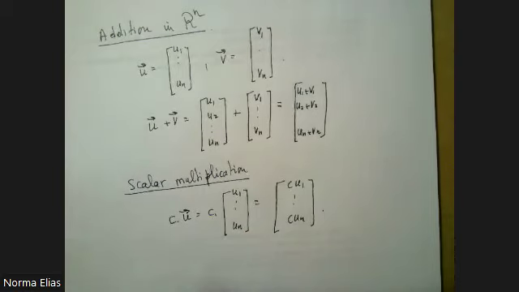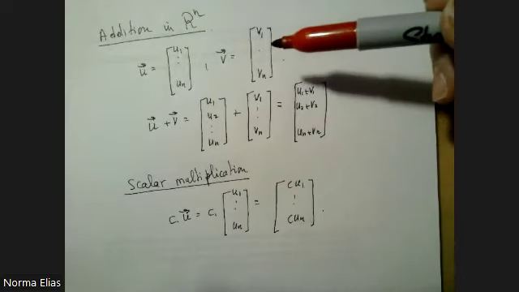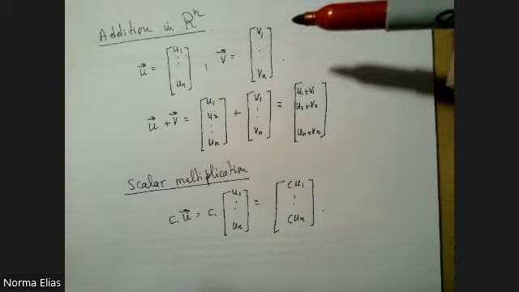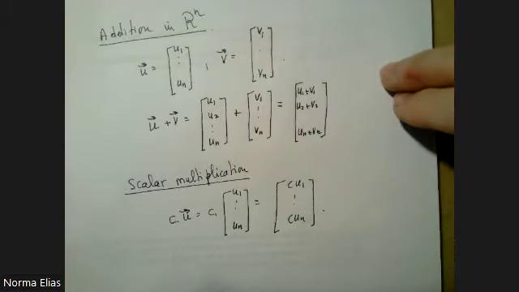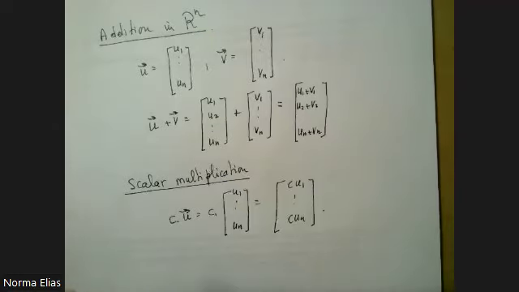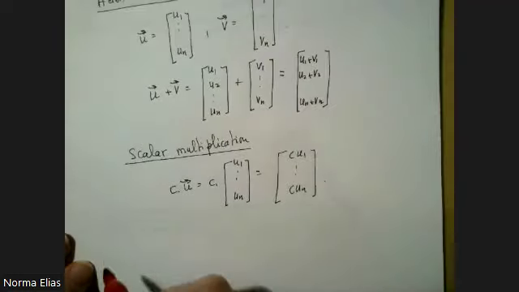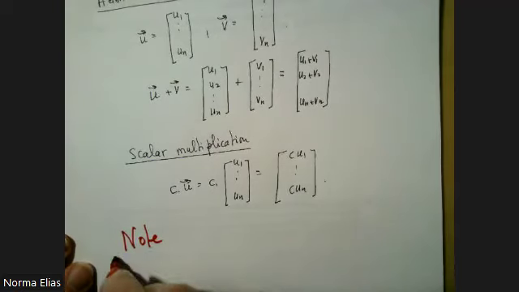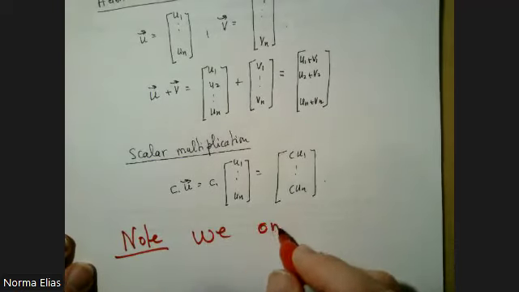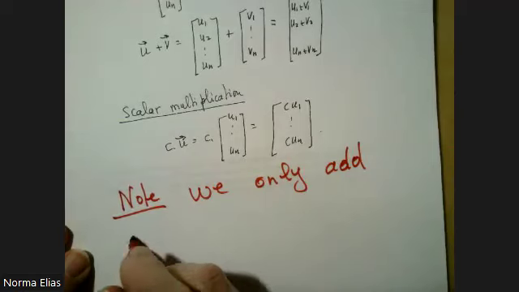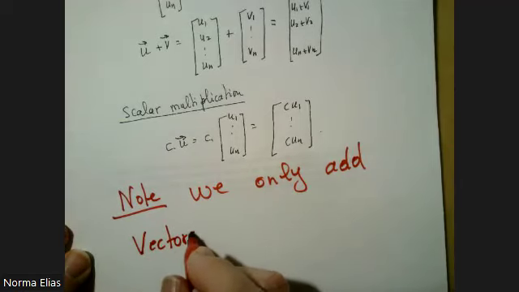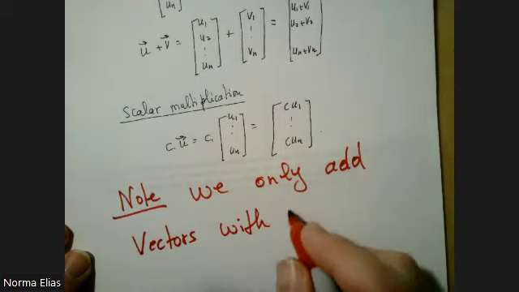Okay. Now, an important note: we defined addition in Rn by adding components. We cannot add a vector in R2, meaning a vector with 2 components, to a vector in R3. So note, we only add vectors with the same number of components.